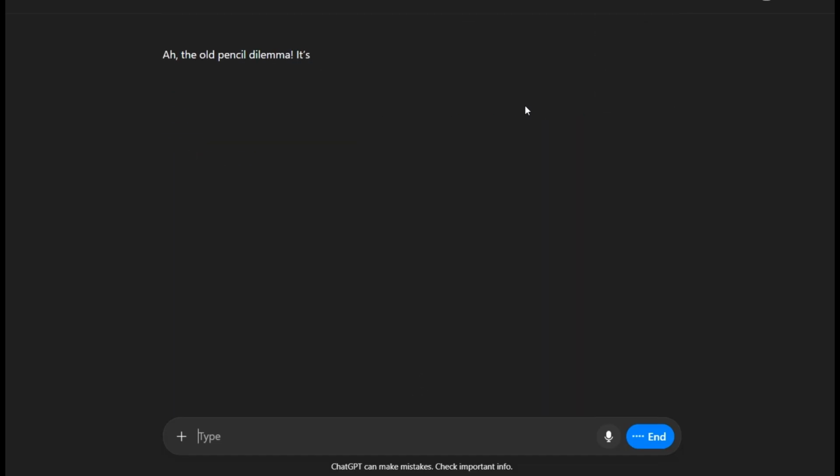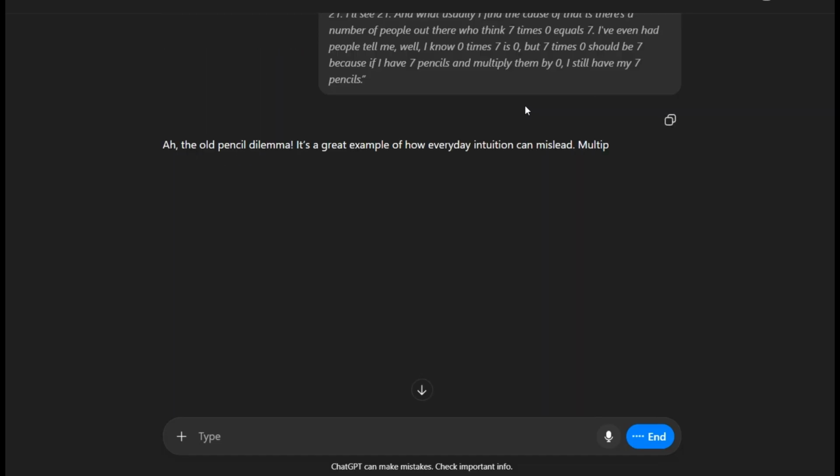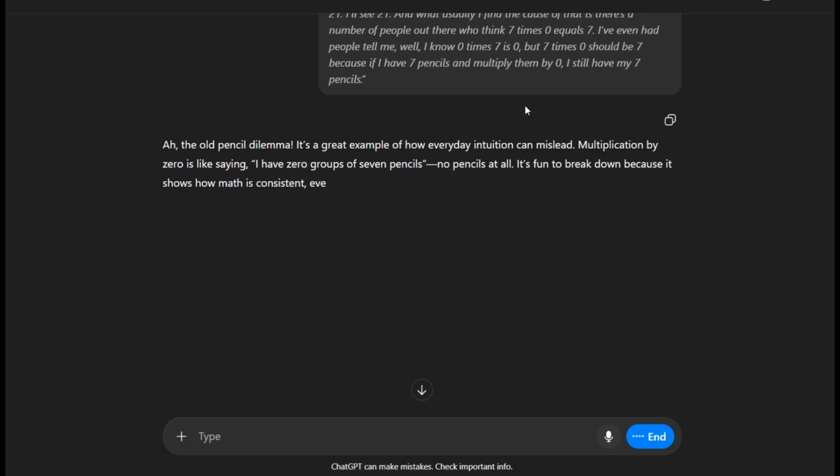The old pencil dilemma. It's a great example of how everyday intuition can mislead. Multiplication by zero is like saying, I have zero groups of seven pencils. No pencils at all. It's fun to break down because it shows how math is consistent, even if it defies casual logic.